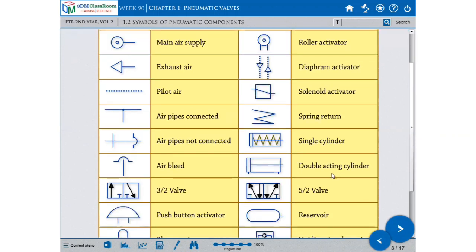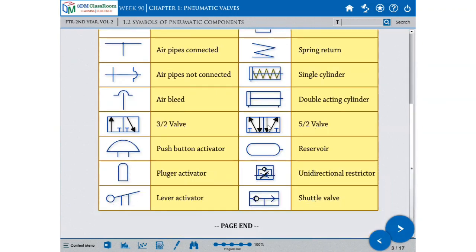Double acting cylinder has a big rectangle, then T, and this is your piston, connecting rod, piston. There will be 2 inlet outlets. Air on both sides for double acting cylinder. Now this is called 5x2 valve. There are 2 blocks here, 1, 2, these are the 2 boxes, and there will be 5 ports here. Only one inlet you have to consider. One is exhaust. 1, 2, 3, 4, 5.